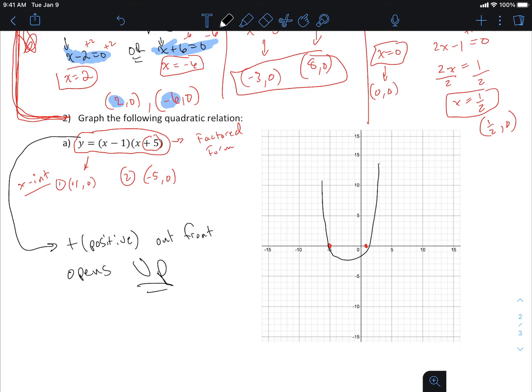The issue is now, we've eliminated the fact that it's frowning. It's not frowning because it's opening up, because the number out front, right in this spot, is positive. It's a positive 1. Okay? So you know it's opening up, but you don't know if it's doing this, or this, or this. You have no idea how far down it goes.